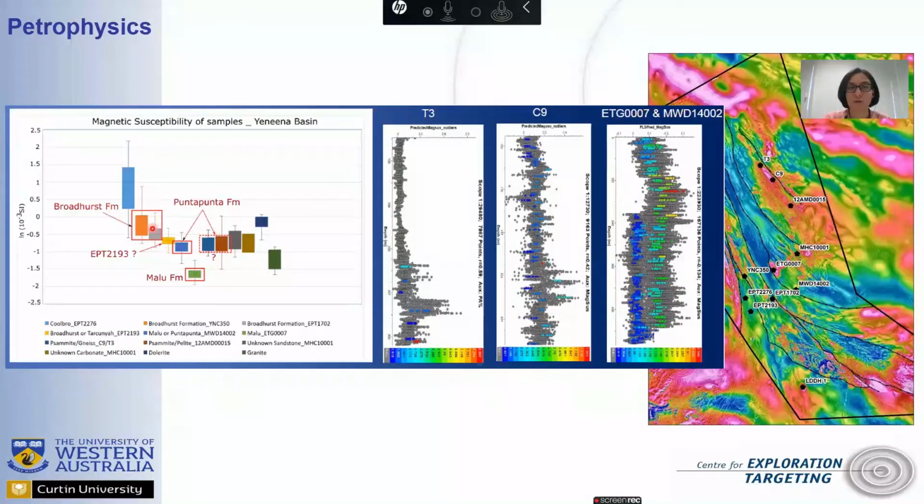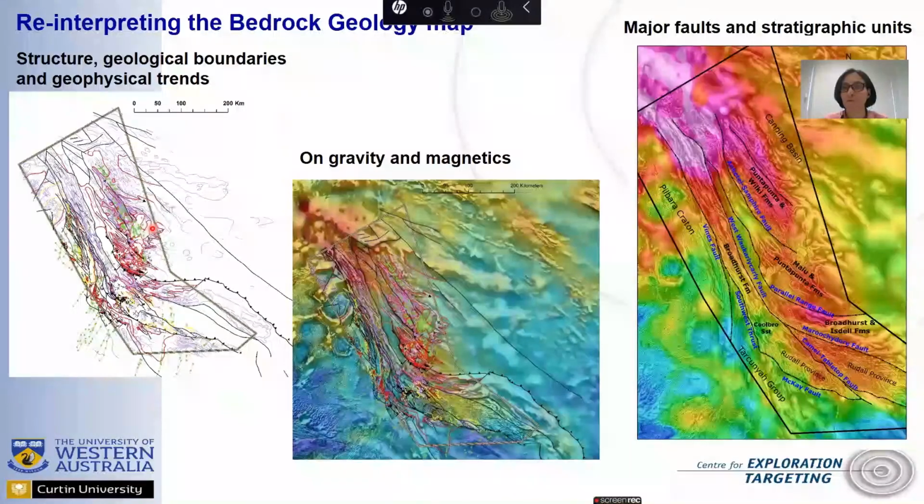So we tried to integrate the petrophysics, hylogger data, and geophysical interpretation to understand the extent of the major stratigraphic units. And here is the geophysical interpretation, with all of the structures, geological boundaries, and geophysical trends. When we look at the major structures and rock types, we see that the Pilbara Craton, granite and greenstone of Pilbara, is cut off by the Wines Fault. It comes down through here to the Marlow Fault.